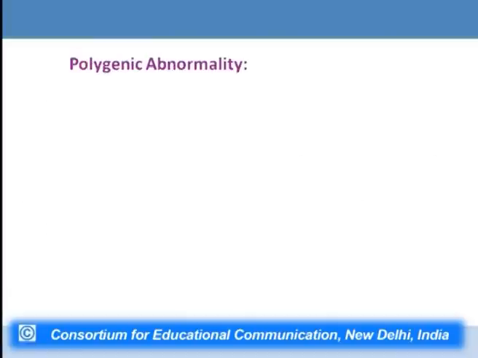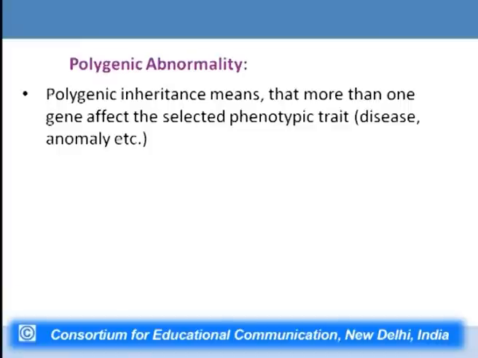We talked about monogenic disorders which are caused because of single genes. What about polygenic abnormality? These abnormalities are caused because of a number of genes which are acting simultaneously, or they might be acting in tandem or sequentially, leading to formation of a specific malformation. Now, polygenic inheritance means that there are more than one gene which affect the selected trait.